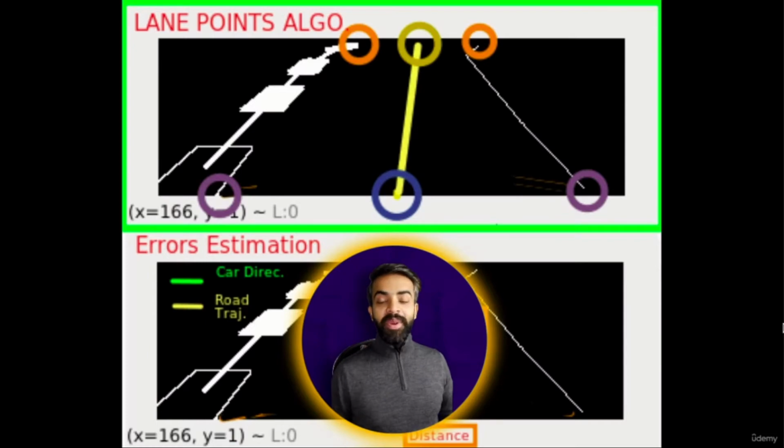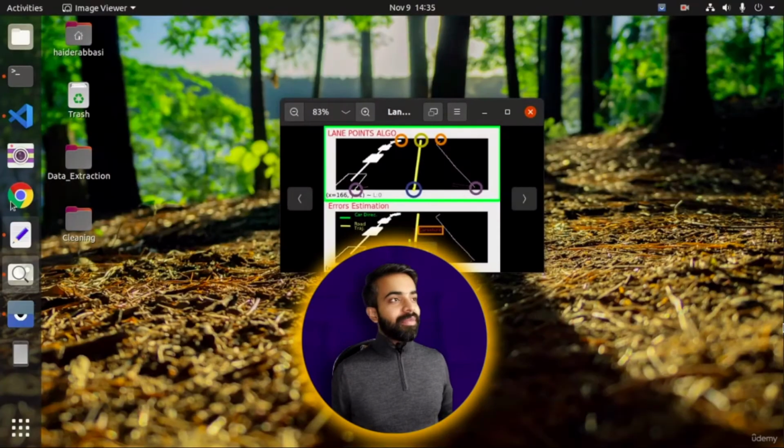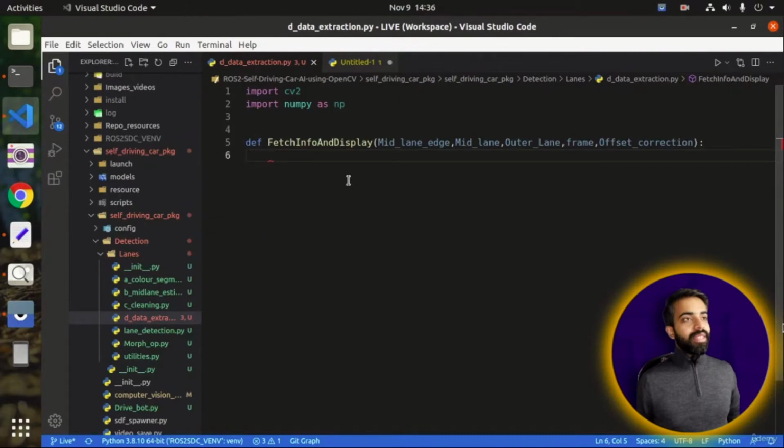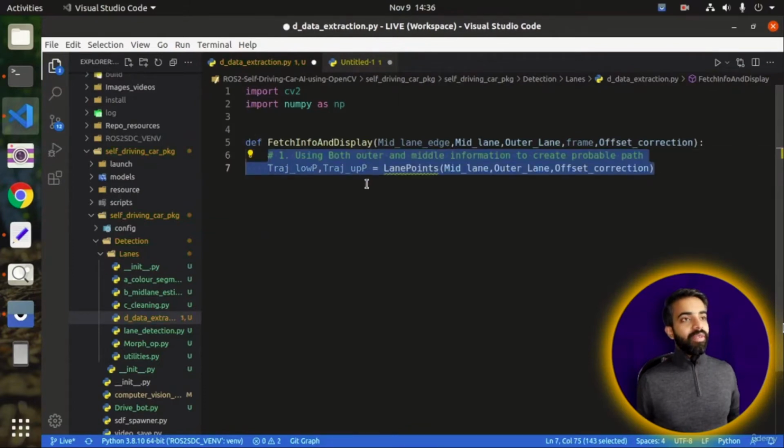Once we have the start and the end point of the lane trajectory, we can simply connect them by drawing a line between these 2 points, which gives us the estimated lane trajectory. This path will be an estimate of the actual trajectory, but it will be enough so that the car can actually follow the lane. Now let's implement this function. First, we call this function right over here by writing lane points, giving it the mid lane, the outer lane and offset, which gives us the output of trajectory lowest point and the trajectory above point.